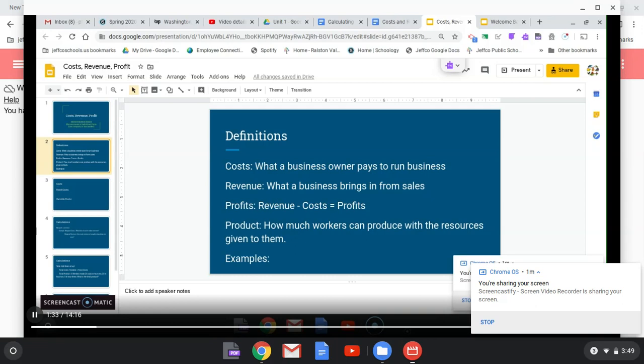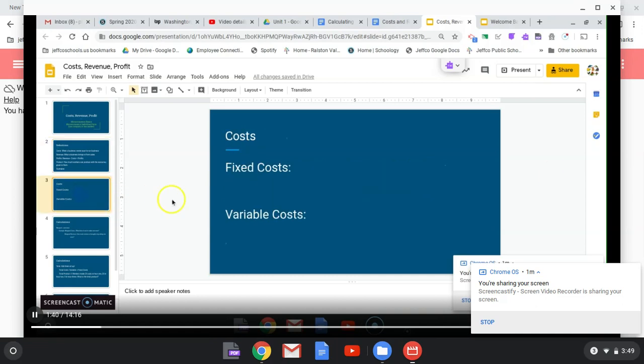Cost is what a business owner pays to run its business. And there are different types of costs. The two types of costs are fixed and variable. Fixed costs are costs that are the same every month, like rent. Rent is a fixed cost. It's going to cost you the same thing every month. And people that have salary incomes, like me, for instance, with Jeffco, I get paid the same thing every month for all year. It's all negotiated. It's already settled. So that's a fixed cost for Jeffco. So again, fixed costs are things that don't change.